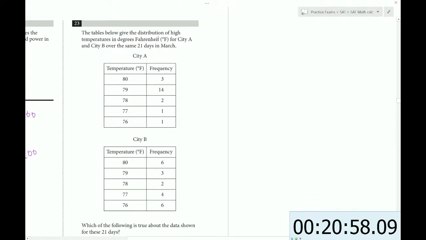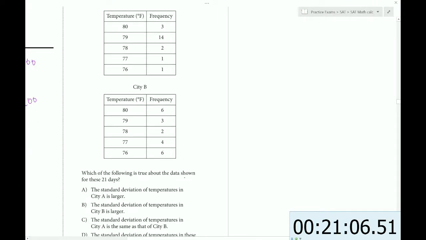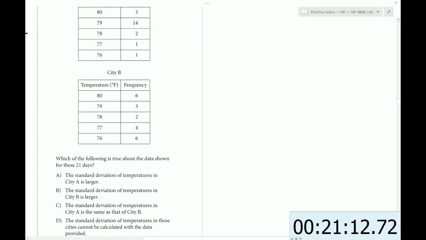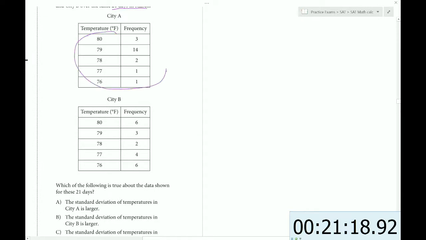The tables below give the distribution of high temperatures in degrees Fahrenheit for city A and city B over the same 21 days in March. Which of the following is true about the data shown for these 21 days? Okay. So as I'm looking at the choices, I'm seeing they're talking about standard deviation. Now, we could enter these lists into our calculator to calculate the standard deviation. But if we know enough about standard deviation, then we can get away without having to do that.